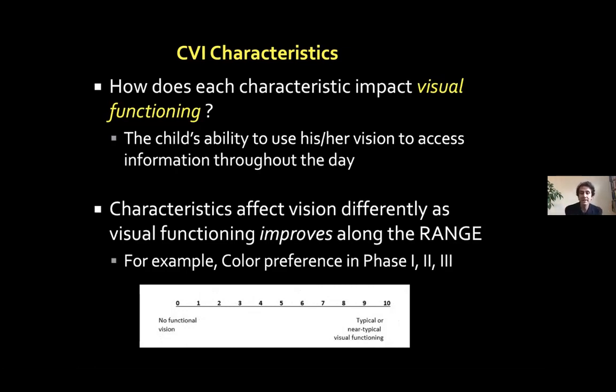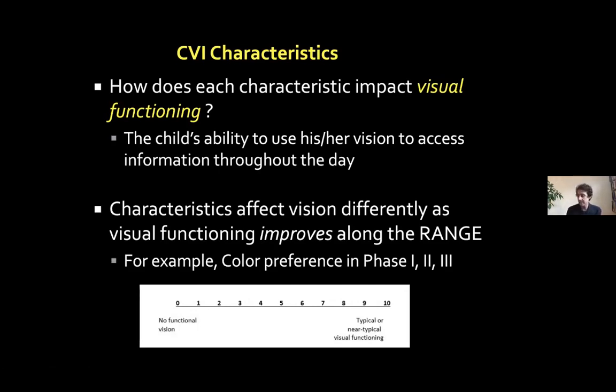And the reason I say it's a continuum is because there's no such thing as 0. There's no child with CVI who has no functional vision. That would be ocular blindness that causes no functional vision. Every child with CVI has some vision. It may just be very, very slight.